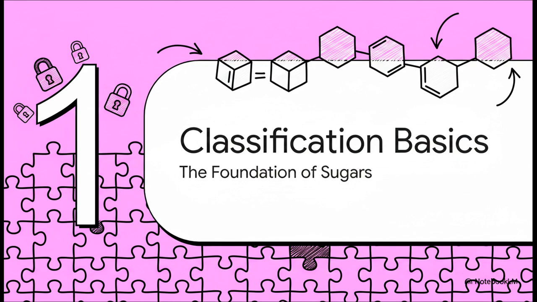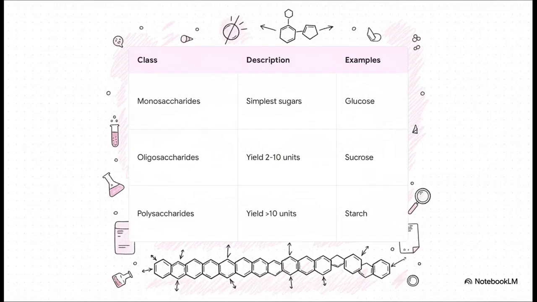We're starting right at the foundational building blocks. So carbohydrates essentially fall into three major groups based on how they break down during hydrolysis. First up, you have monosaccharides. These are your absolute simplest sugars, like glucose and fructose. They literally can't be hydrolyzed into anything smaller.